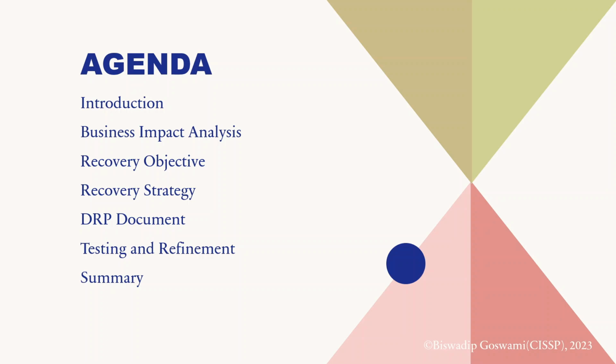In this video, we are going to have a quick introduction. Then we'll talk about the business impact analysis. Then we are going to talk about recovery objectives, and then recovery strategy, and then the DRP document, and then testing and refinement. And finally, we'll summarize.